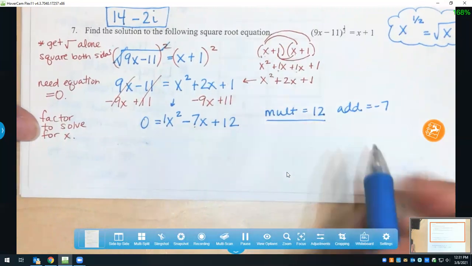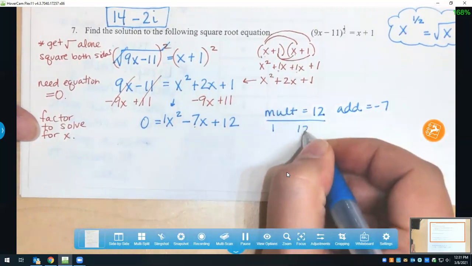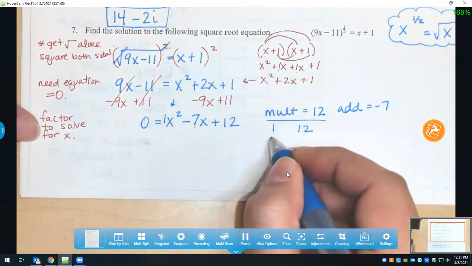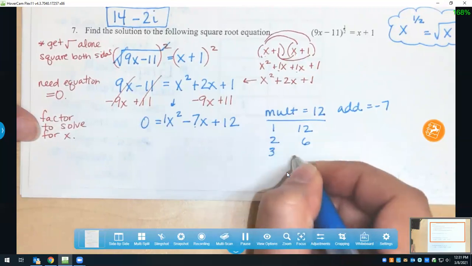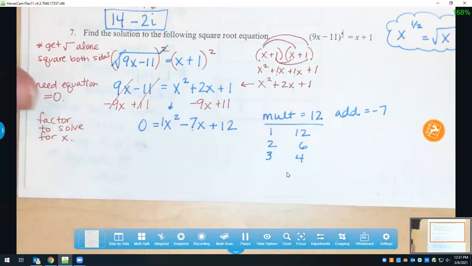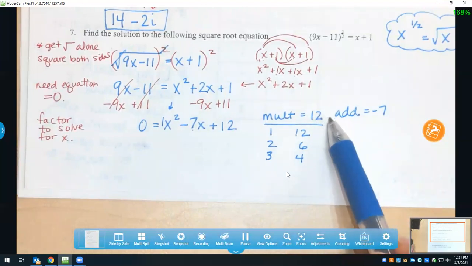So to get 12, let's think about how you can get 12. 1 and 12, right? Multiplying, of course. 2 and 6. 3 and 4. So those are the ways that we multiply to get 12.